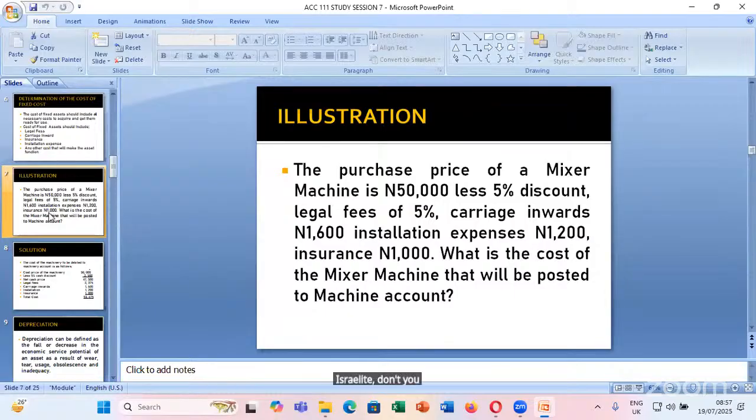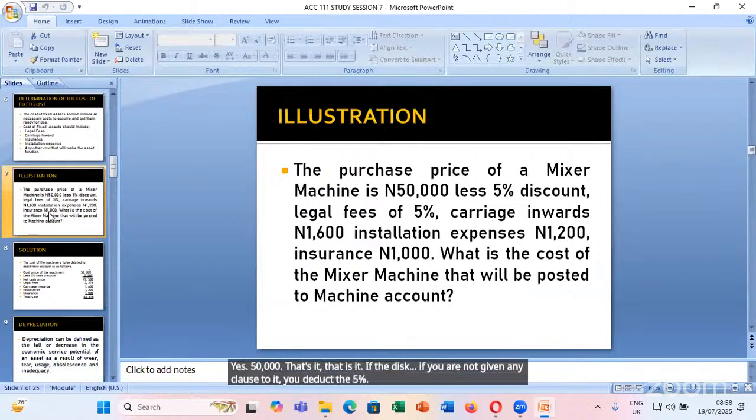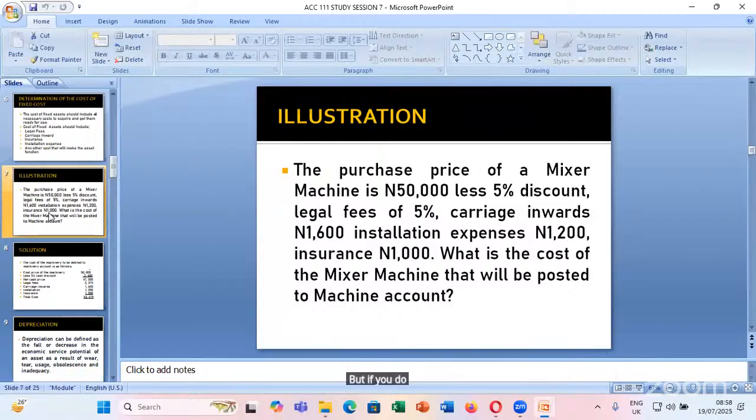There's no more discount. So the answer will now be 50,000. That is it. If you are not given any clause to it, you deduct the 5%. But if you do not pay within the limited time, you will lose the 5% discount. That is the explanation. Is that clear?